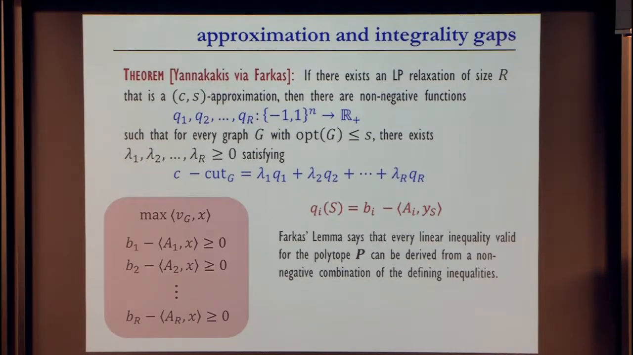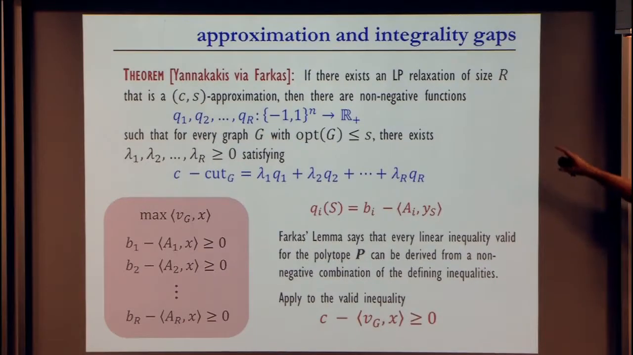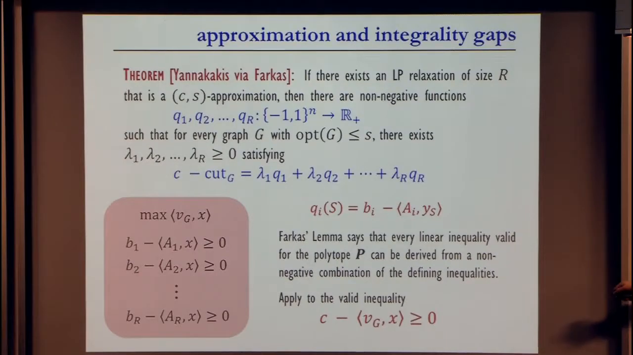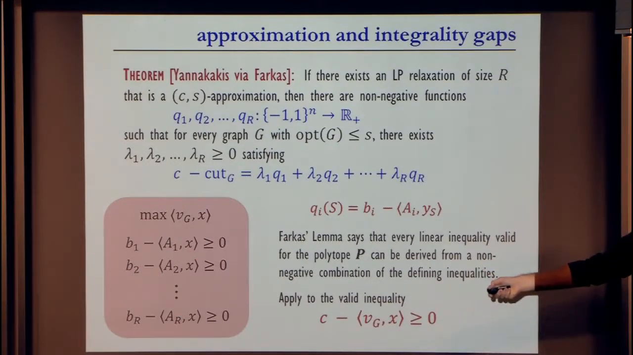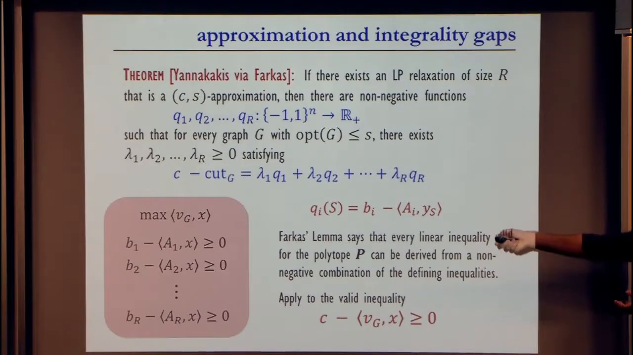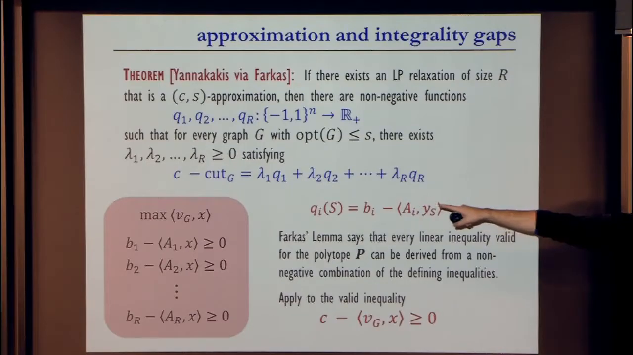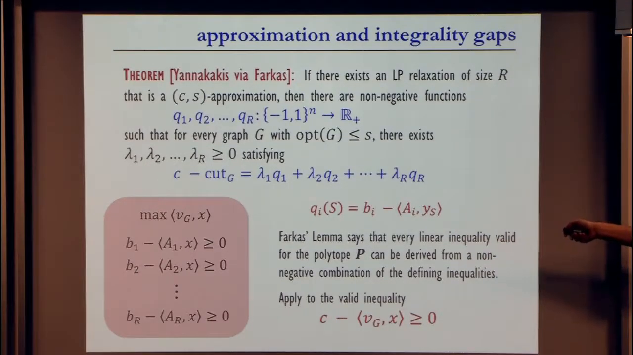So now, what does Farkas' lemma tell us? It tells us that any linear inequality that's valid for this polytope has to actually be a non-negative linear combination of the inequalities that define the polytope. So if the LP has value at most C, then this inequality is true. This is the same thing as saying the LP over the polytope P is at most C. And therefore, Farkas says that we can write this as a non-negative combination of these things. That exactly gives us a representation. Notice that if I put a cut vector here, then it's exactly C minus the cut value. So that exactly gives us our representation from the theorem.